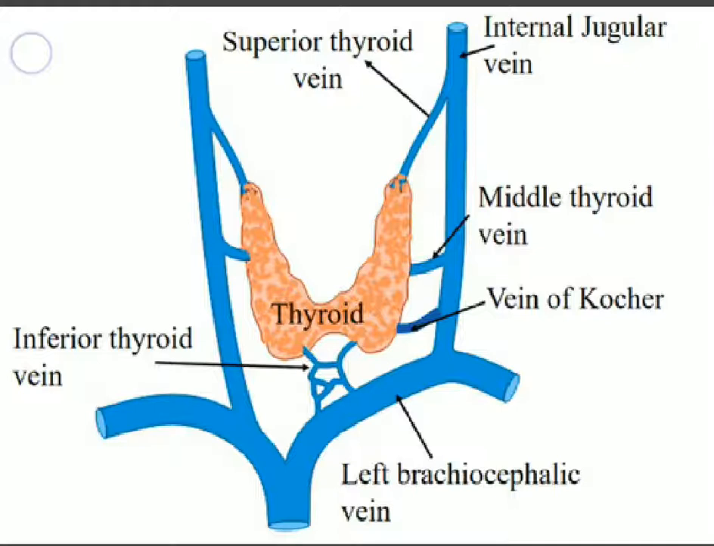Inferior thyroid vein emerges at the lower border of the isthmus. This is the lower border. And inferior thyroid veins form a plexus in front of the trachea. So you can see here the inferior thyroid vein forms a plexus in front of trachea emerging from the lower border of the isthmus. And they drain into the left brachiocephalic vein.